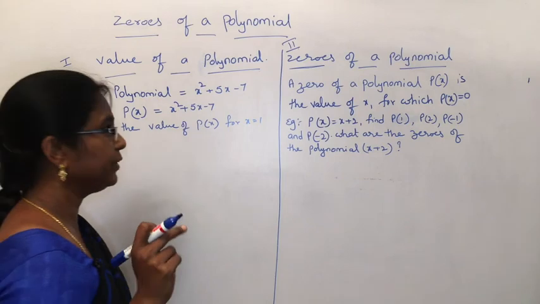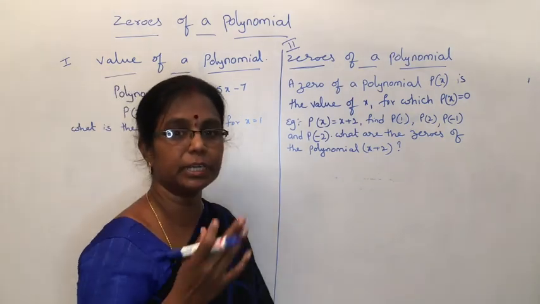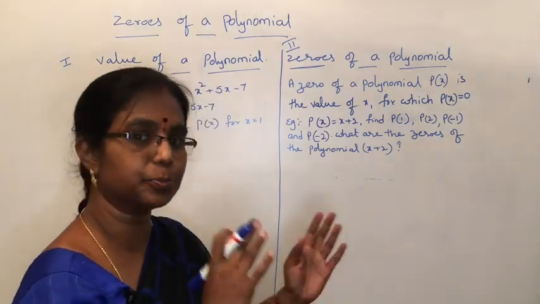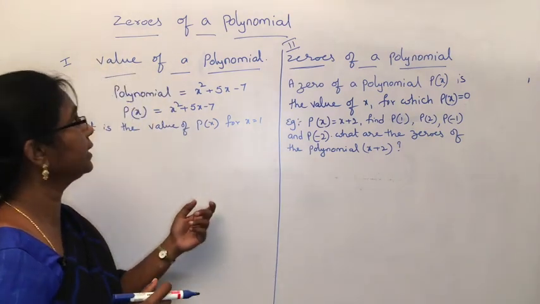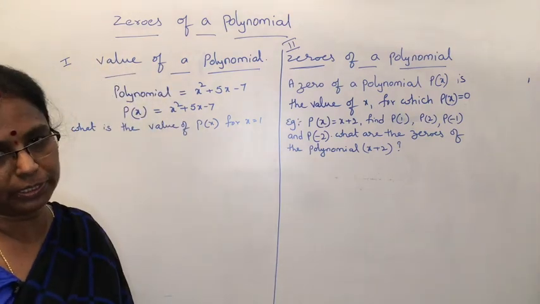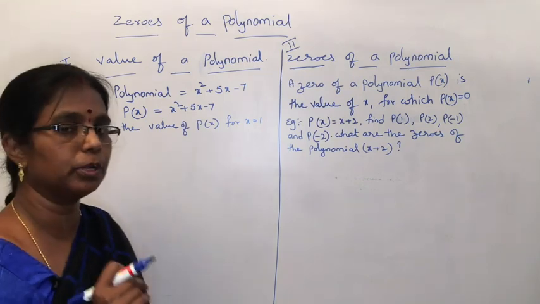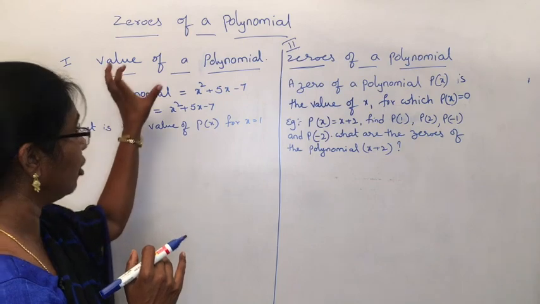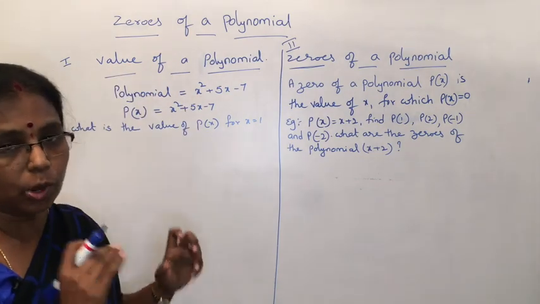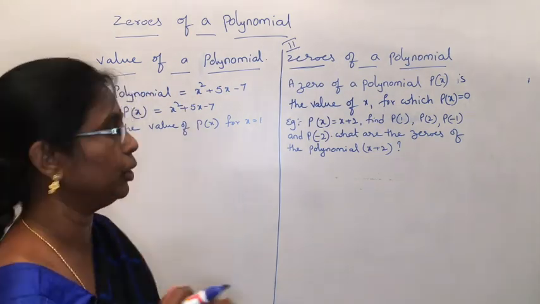Hi children, in the previous class we learnt how many types of polynomials there are as per degree and as per terms. Now today's next topic is zeros of a polynomial. What is the meaning of zeros of a polynomial? Before that we have to know about the value of a polynomial. How to find the value of a polynomial?